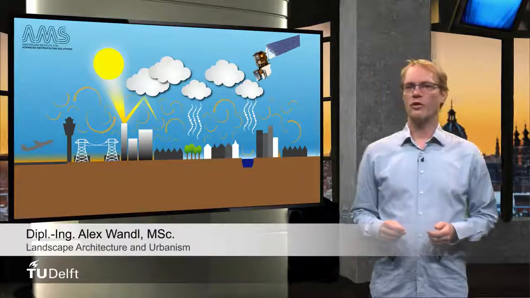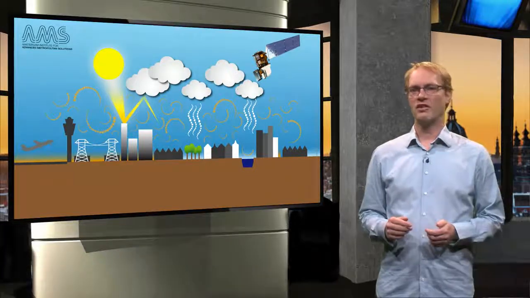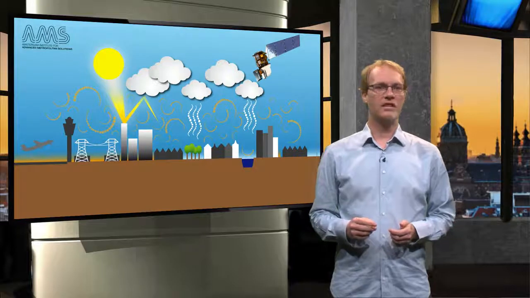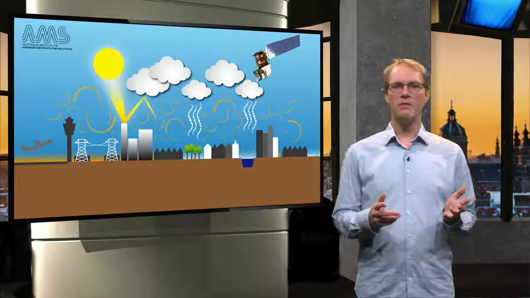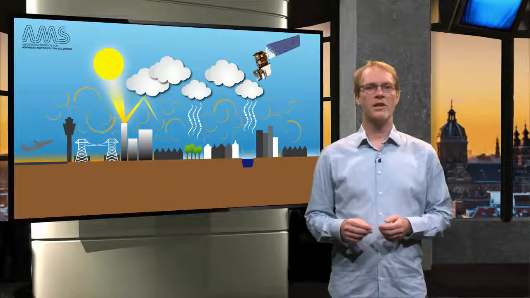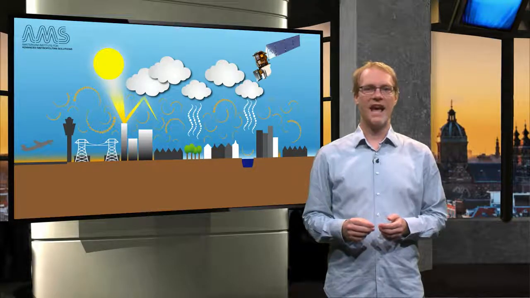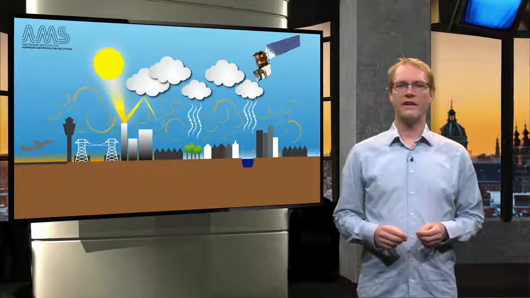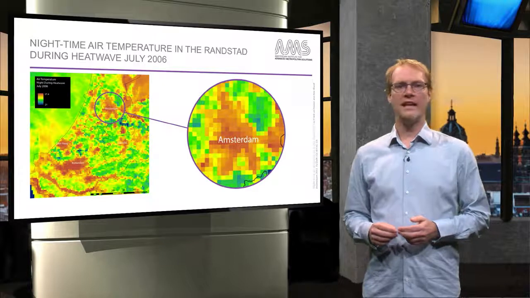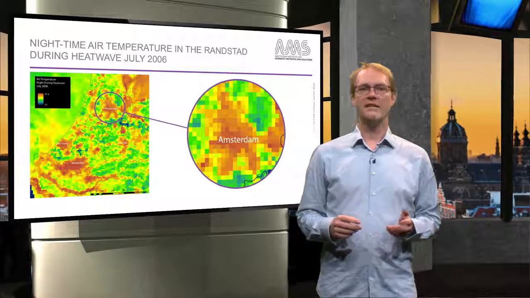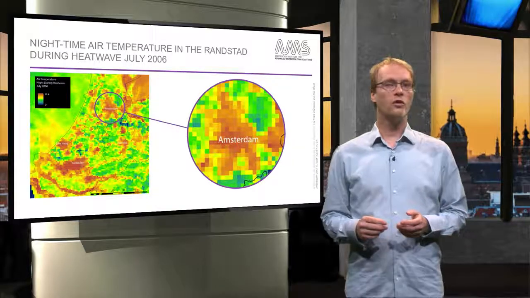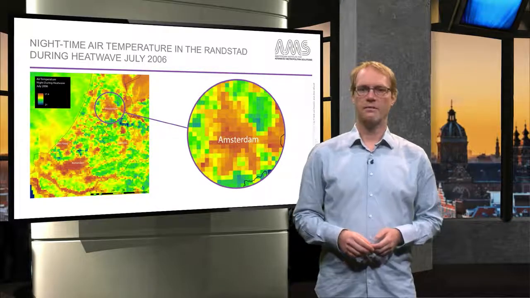Today you're going to learn how different forms of sensing technologies and GIS-supported spatial analysis can help you to discover the relationship between urban form and livability. As an example, I will use the phenomenon of the urban heat island and its influence on human health and well-being. In short, the urban heat island is the phenomenon that cities heat up faster during the day than their rural surroundings and also cool down slower during the night.